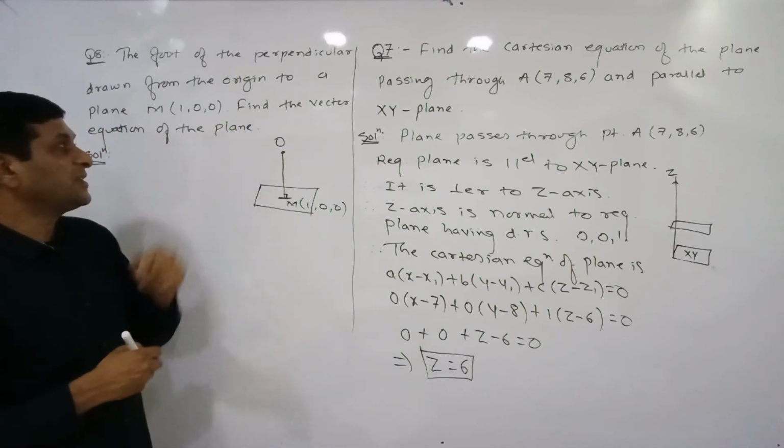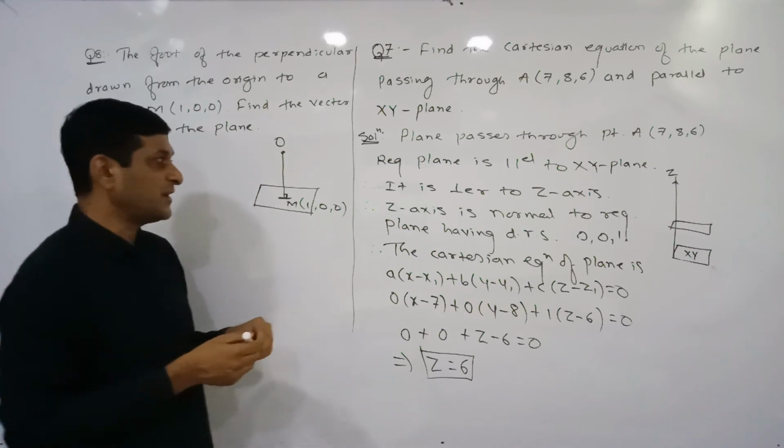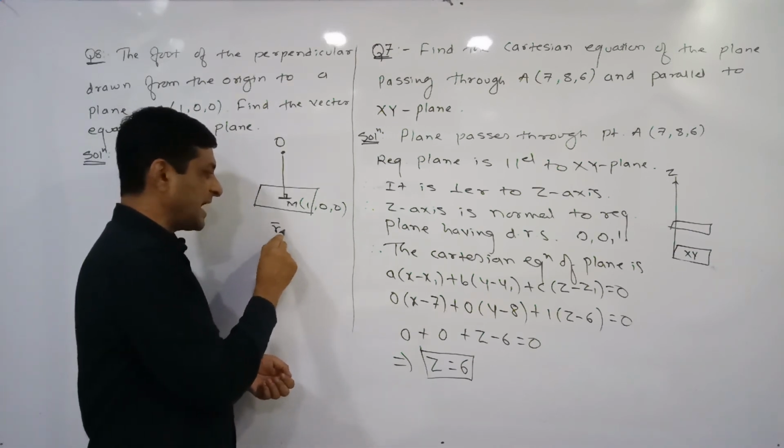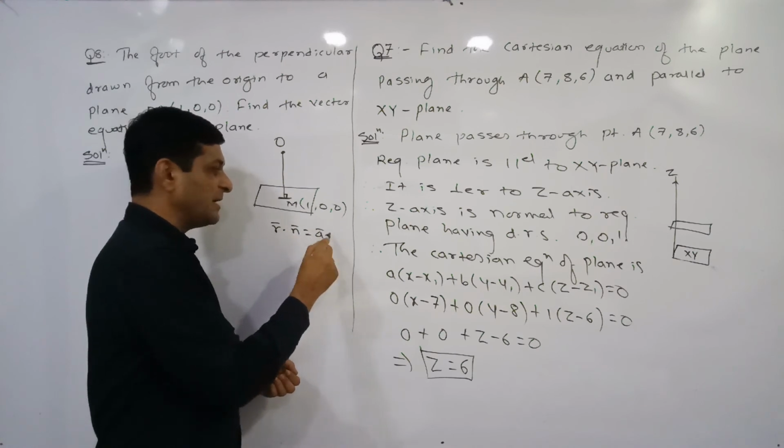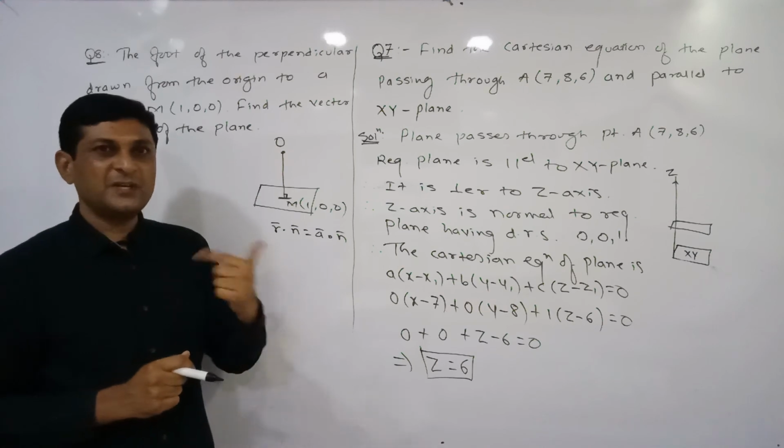Find the vector equation of the plane. Now, to find the vector equation, what is the formula? One of the formulas is r bar dot n bar is equal to a bar dot n bar. What is a bar? A bar is the position vector of one given point on the plane.